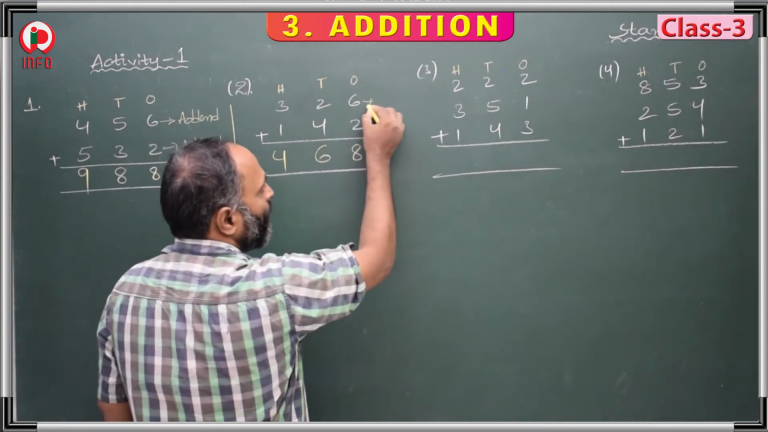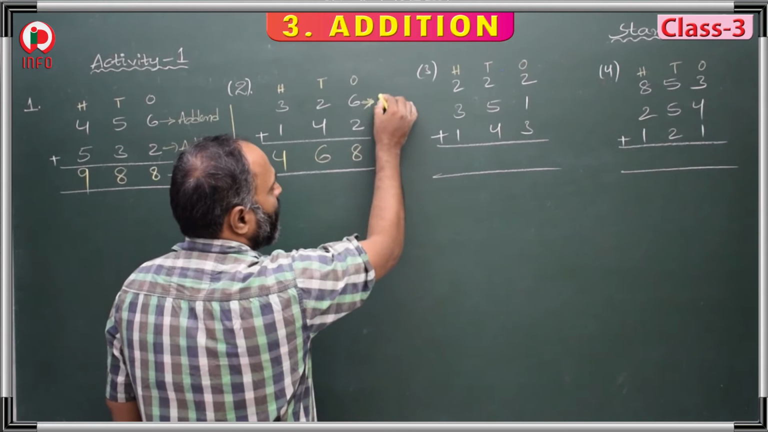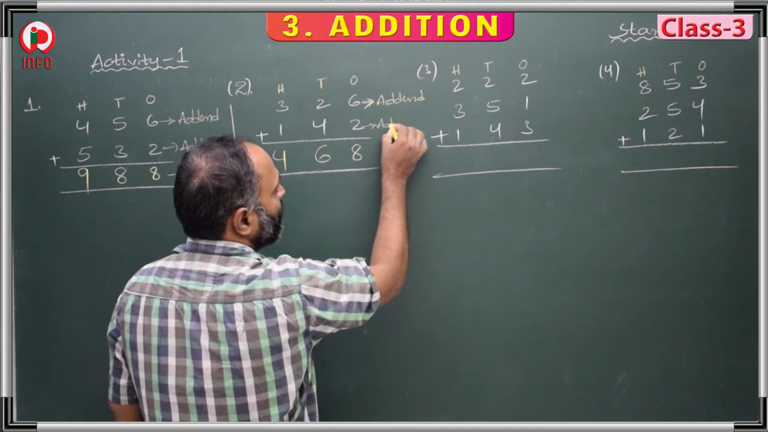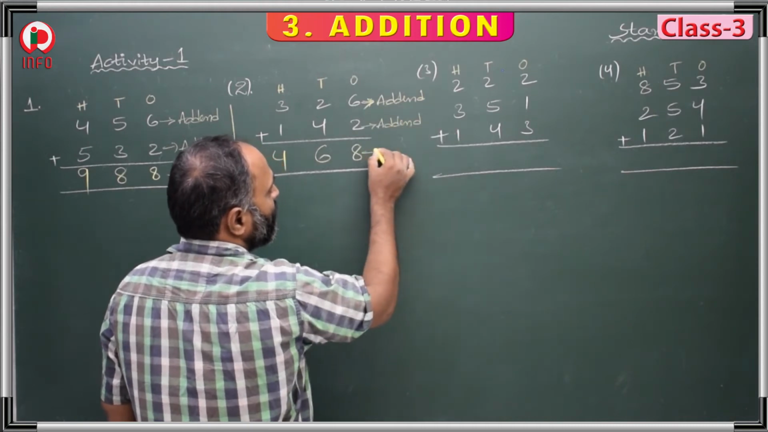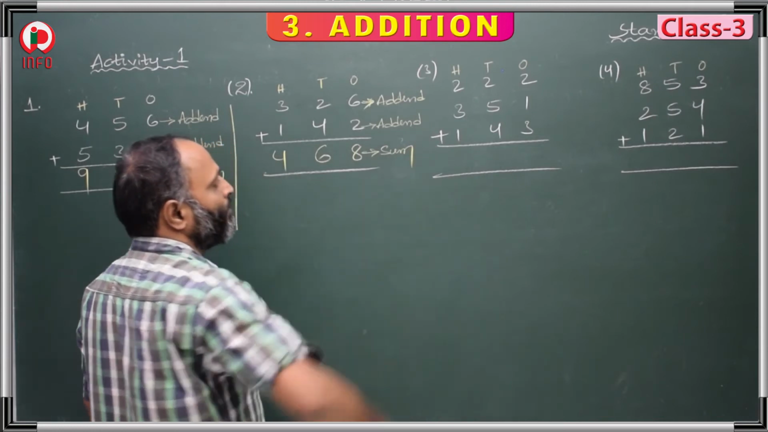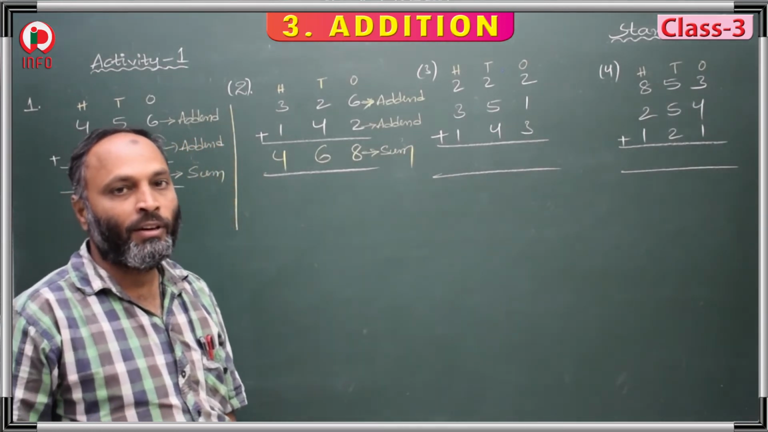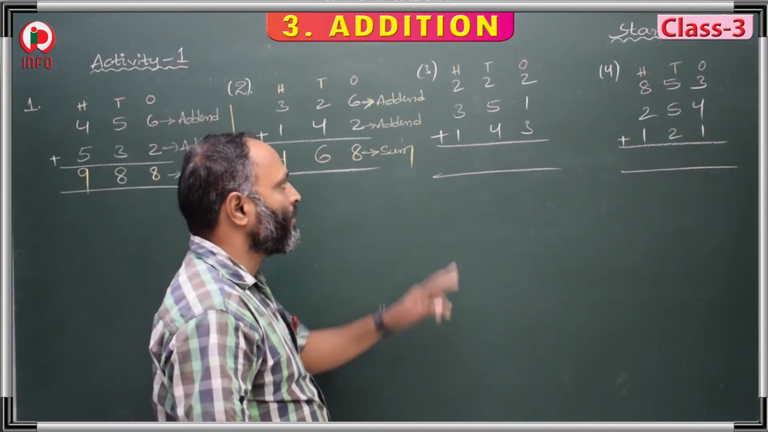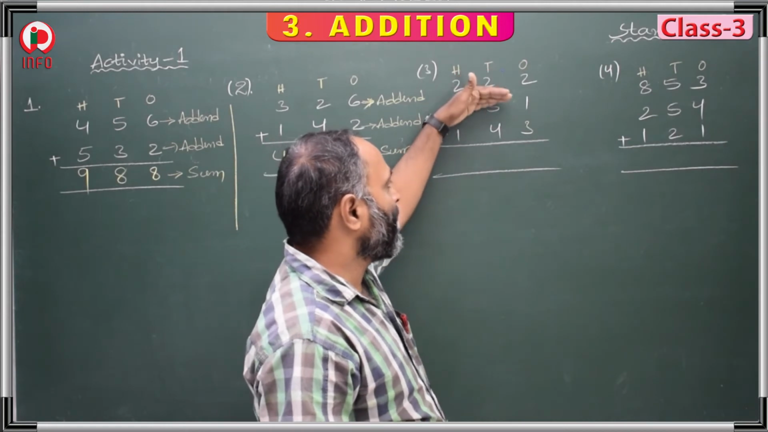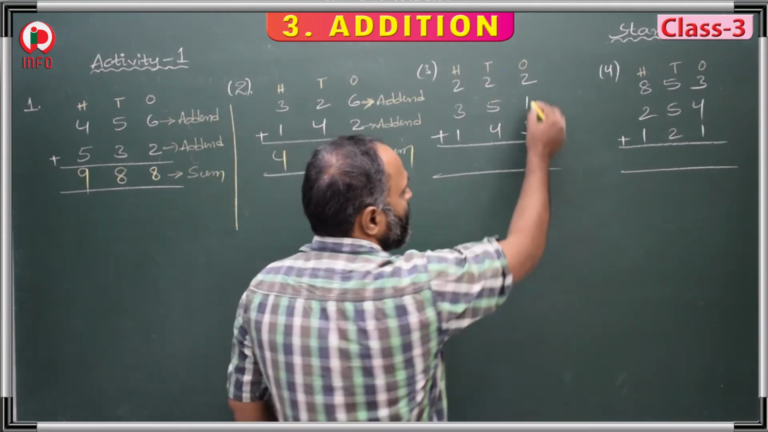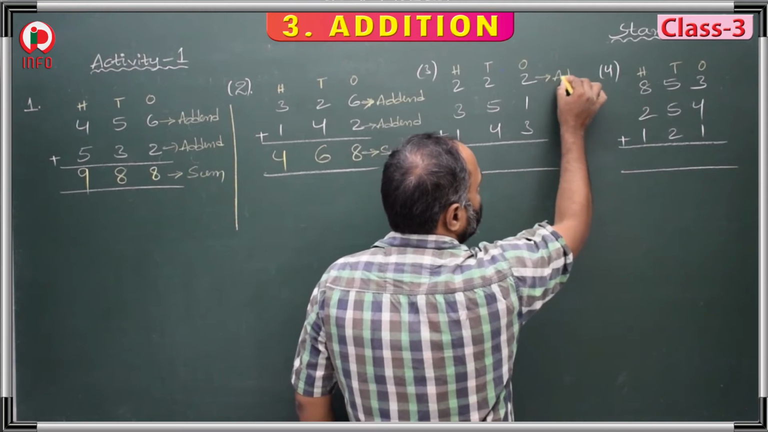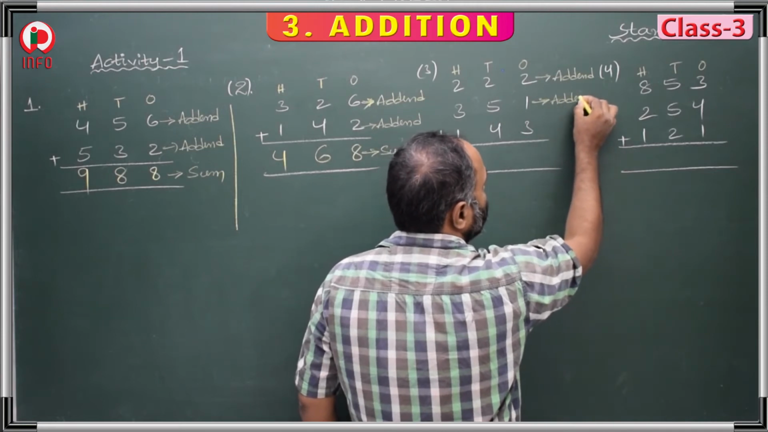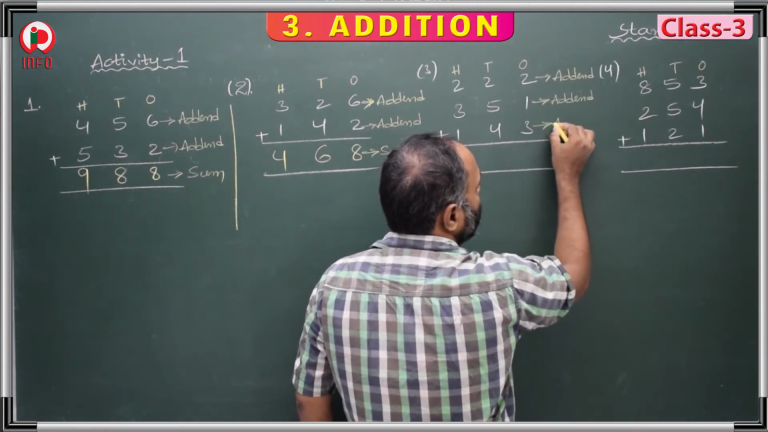Next, this is called an addend. This is an addend. This is the sum. Two addends were there and one is our answer. The answer is called the sum. Next, in the third question, 3 addends were given. 1, 2, 3. This is one addend. This is the second addend. This is the third addend.